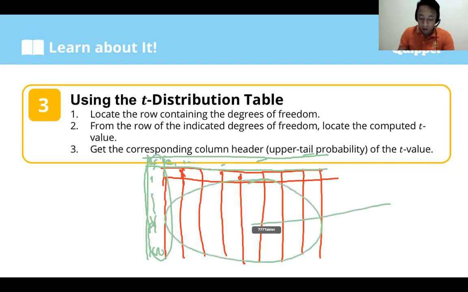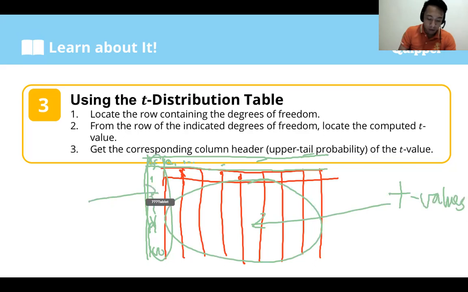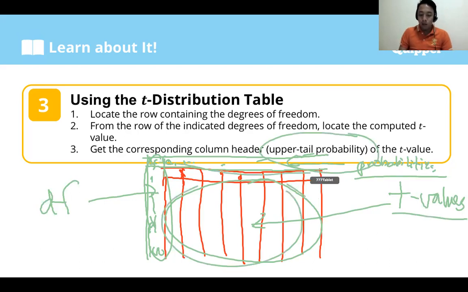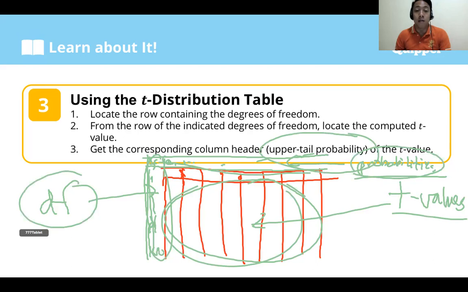Okay, so here are the t-values. These are the t values. Okay, this part is the DF, and this part are the probabilities. Okay, and then step three, get the corresponding column header, upper tail probability of the t value. So we have what we call upper tail probability, so yun yung mga positive numbers. So that will be the part. Inside will be our t values, the header will be the probabilities, and then this row will be our DF or degrees of freedom.